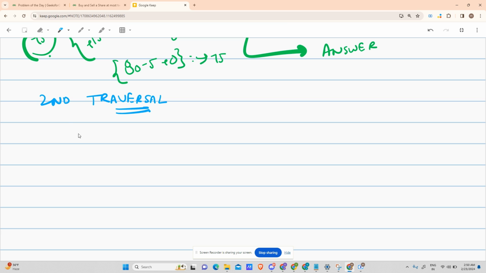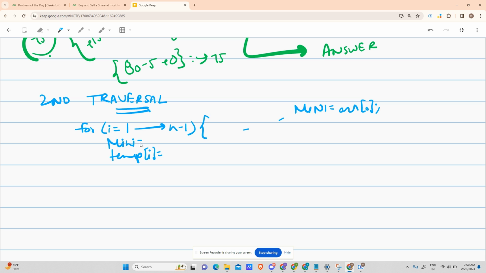So second traversal will say, for I going from 1, not from 0, up till n minus 1. My mini is equal to ARR 0 right now. Right? What I will do is, first I will have to update my mini also. Mini is equal to min of my already existing mini with ARR of I.